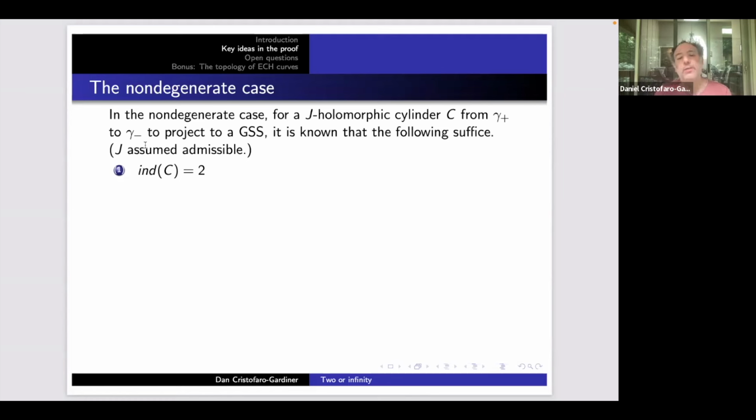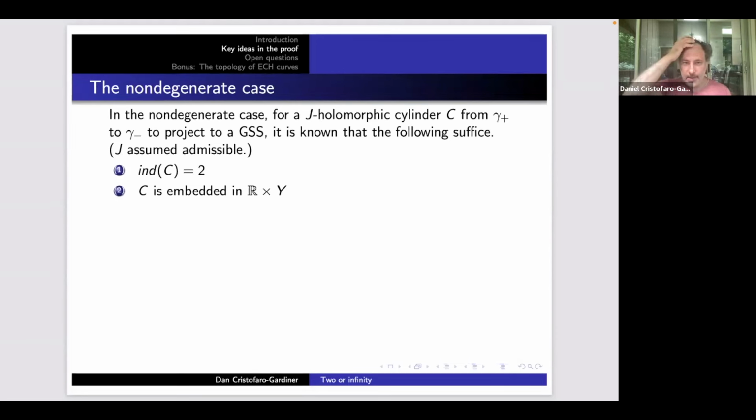I need some control over the complex structure. The general control you want is that the almost complex structure J is admissible. These things are living in R cross Y, so it's going to send the R direction, the direction that just goes up in the R direction, to the Reeb vector field, and it's going to preserve the contact structure compatibly with d lambda. So there's this admissibility condition. I want the cylinder to have index 2.